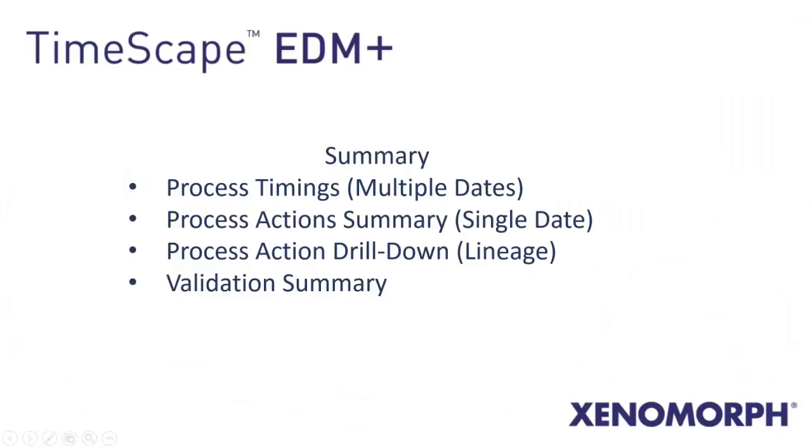So in terms of what we've actually seen, we've looked at the process timings for all of the elements of the data flow over one or more dates. We've looked at the summary of all the actions that were carried out on a single date and how many points were involved. We've looked at how to drill down into all the actions to focus on an individual data point to see the lineage of the life of that data point. And then finally we've looked at the validation summary, broken down by the type of object, whether it's an instrument, a curve or a surface, and how many points passed and how many failed.